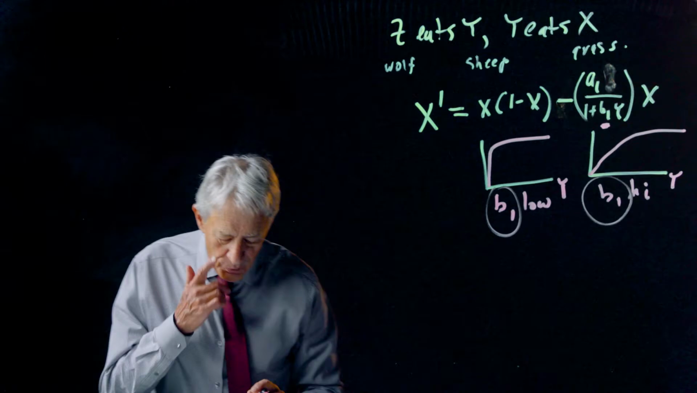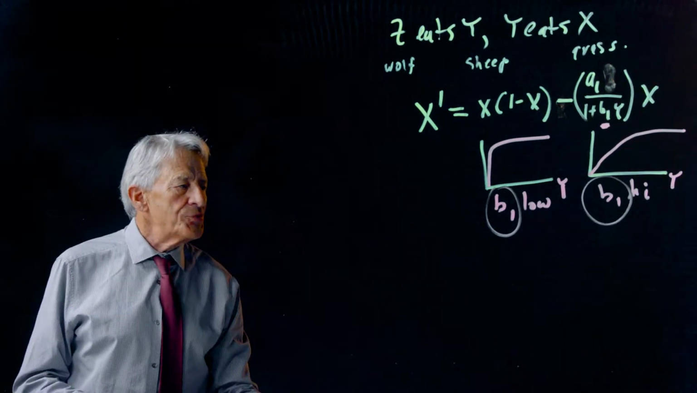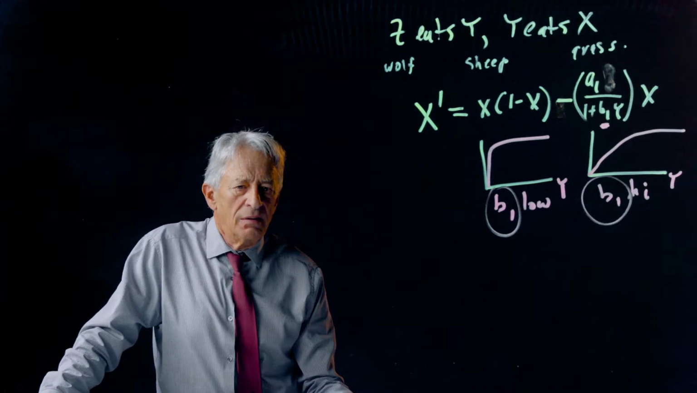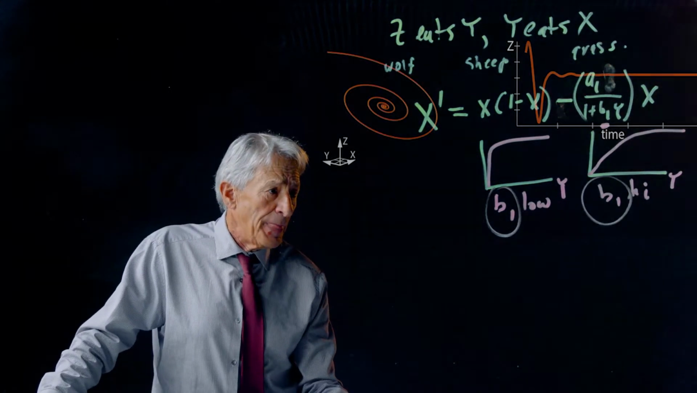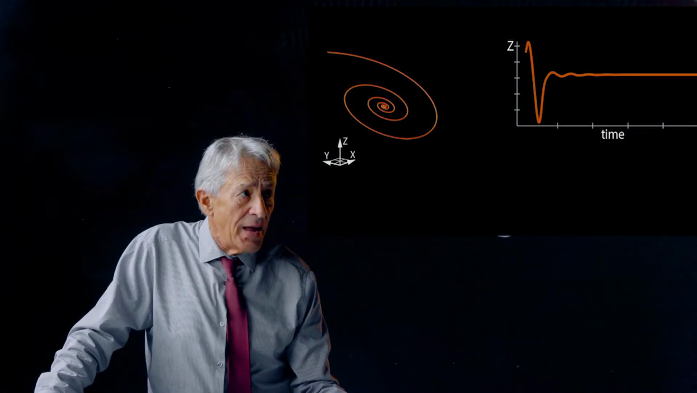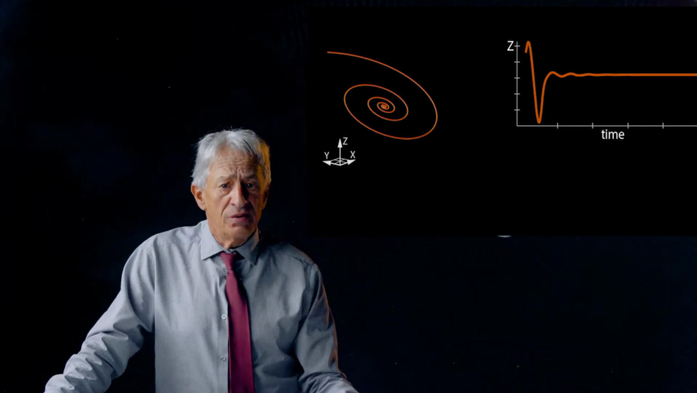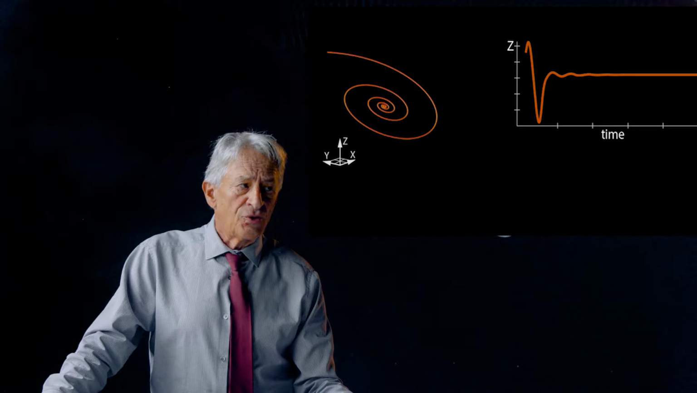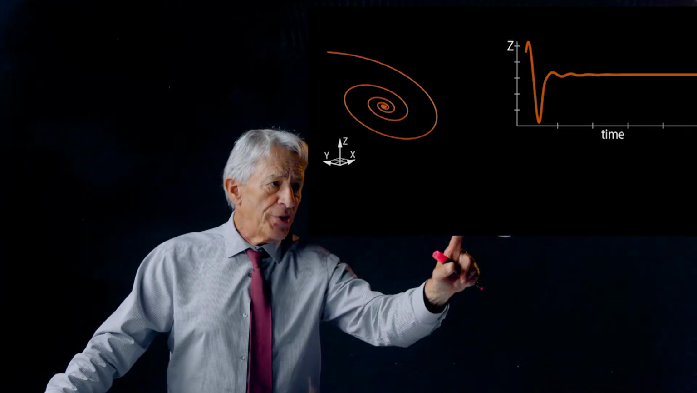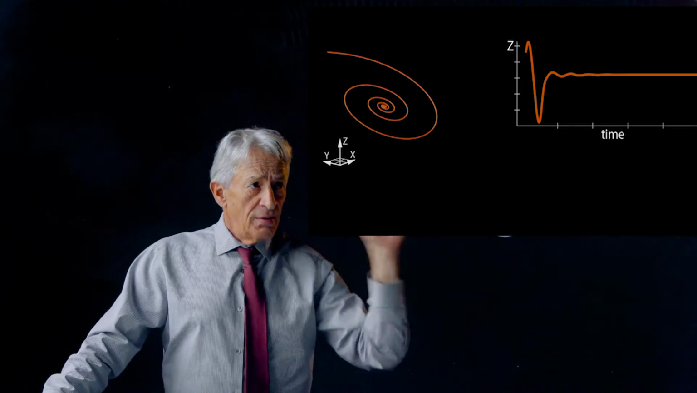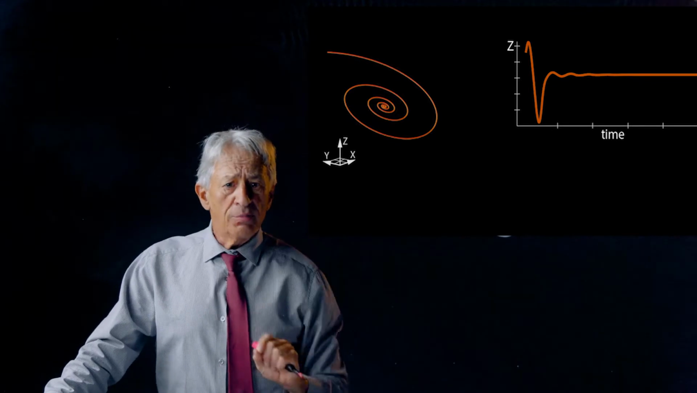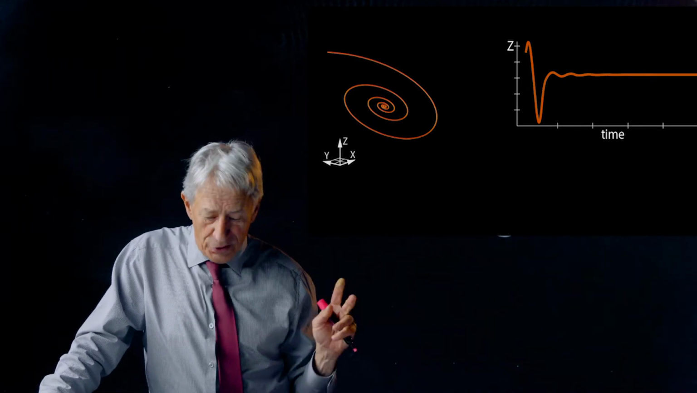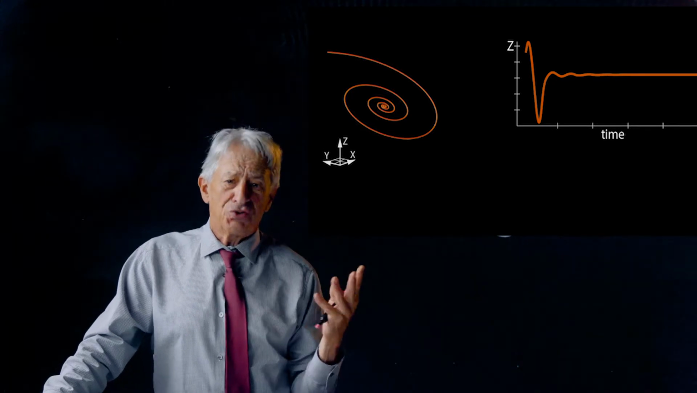So the first thing we see is we run a simulation with B1 at a very low value. And what you see is a stable equilibrium. It says that when this saturates very fast, the system goes to an equilibrium point, and that is a stable equilibrium point, or as we learn to call it, a point attractor.